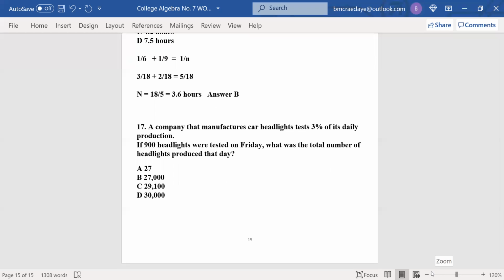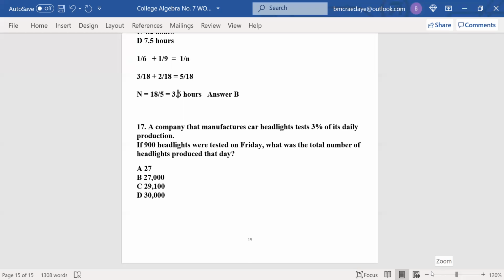But Latoya, just think now, a company that manufactures car headlights tests 3% of its daily production. If 900 headlights were tested on Friday, what was the total number of headlights produced that day? It's got to be greater. Remember, the 900 headlights is equivalent to 3%.